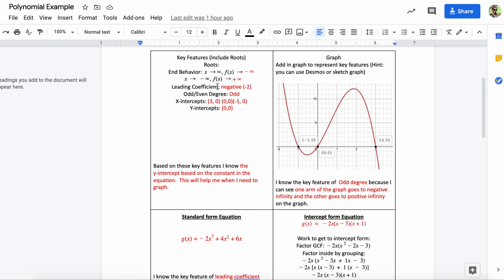I already had noticed that my leading coefficient was -2 and that this was going to be an odd degree. I could tell that because one arm was going up and one arm was going down on the graph, and also my highest degree was 3 in my standard form equation. I was able to identify the x-intercepts from my intercept form and the y-intercept from my standard form. So using all of this information, I was able to clearly identify different key features and help determine what my graph and intercept form would look like.